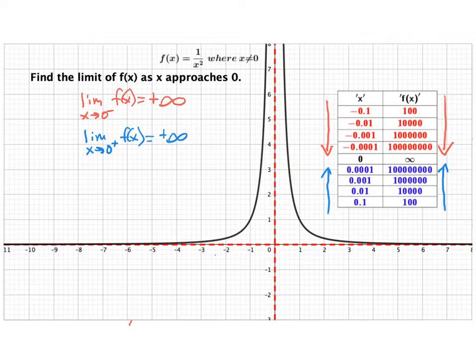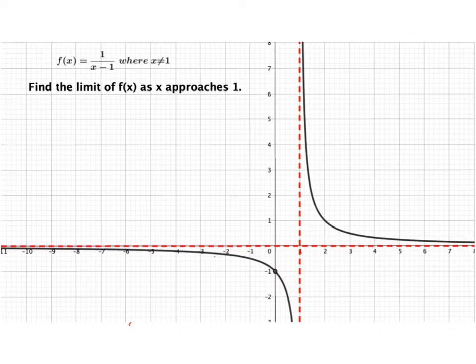So what does this mean? Well, they match. The left side limit equals the right side limit. So we have a limit. So the limit as x approaches 0 of f of x is positive infinity.